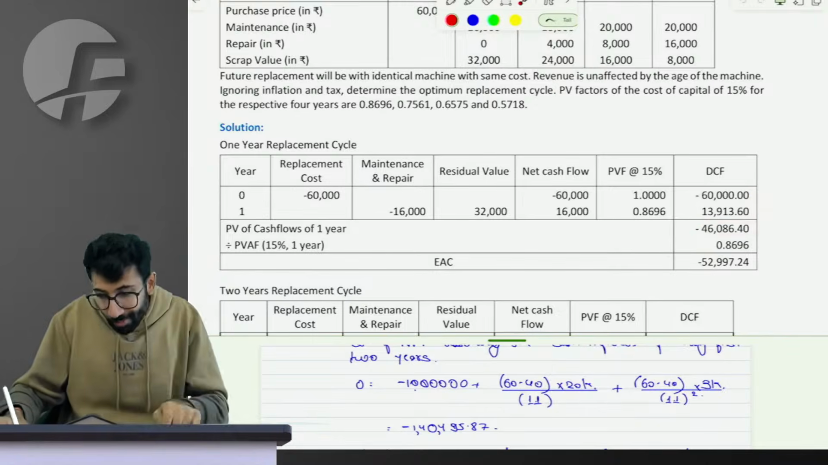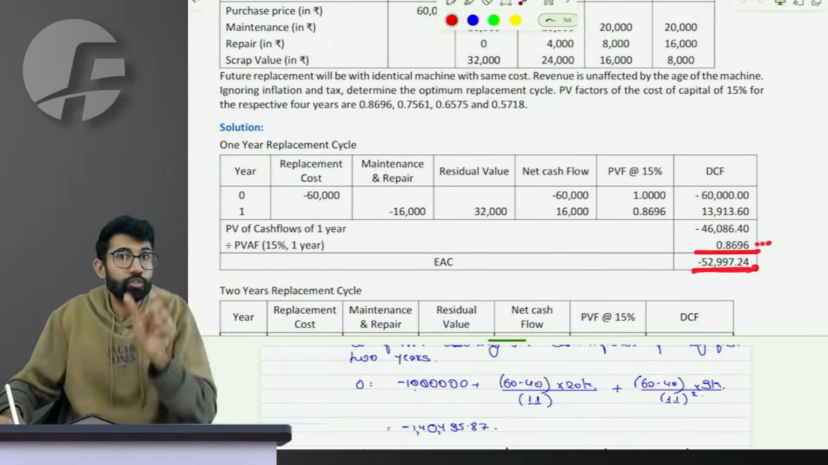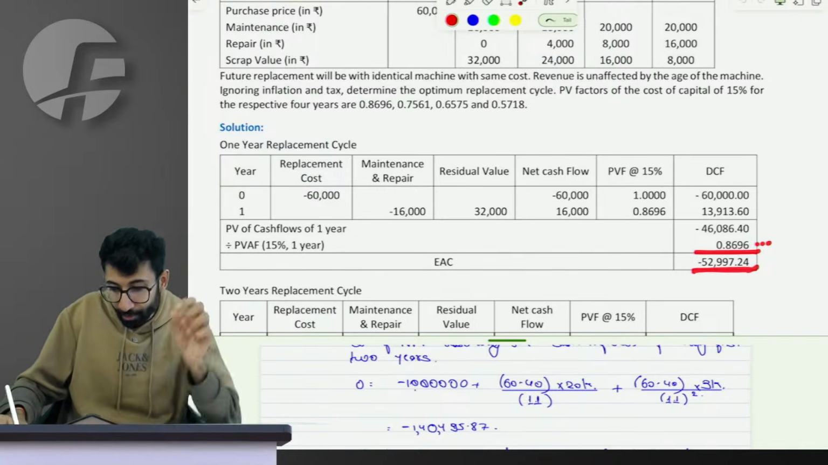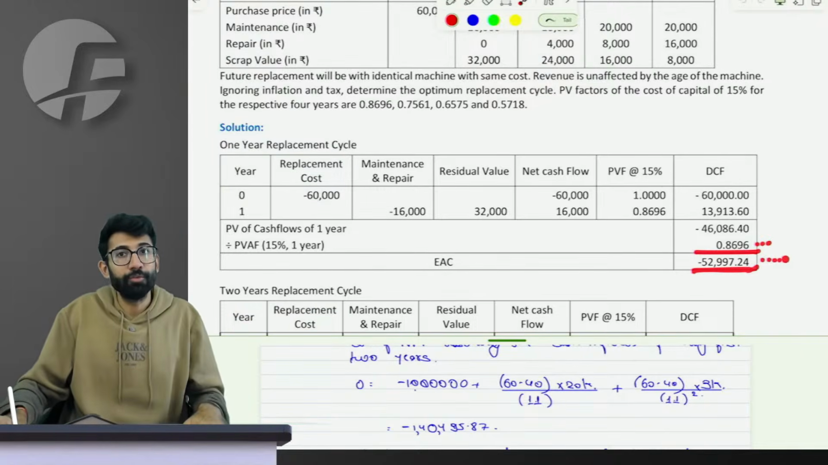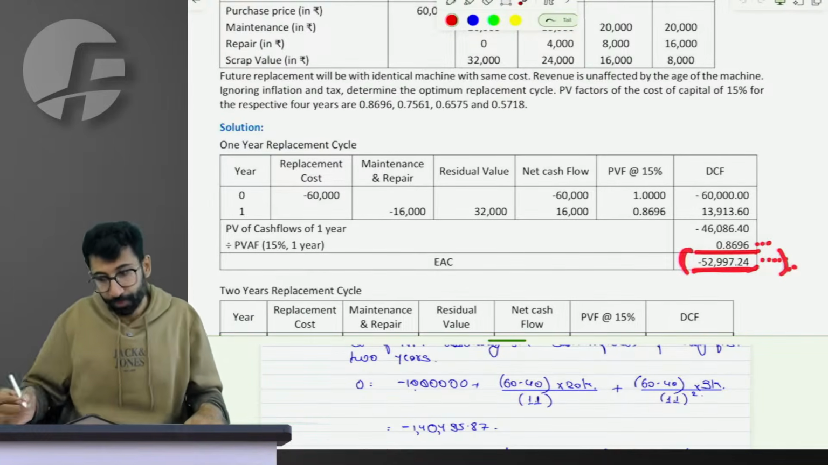Divided by the annuity factor for 1 year, this gives me the cost at the end of the first year of using the machine for 1 year: 52,997.24.